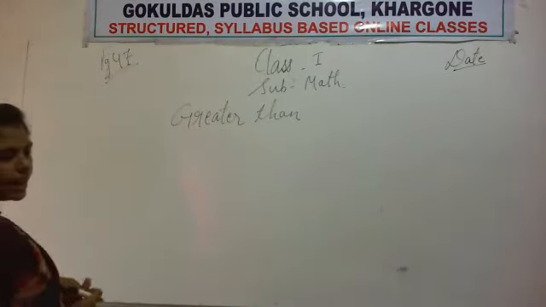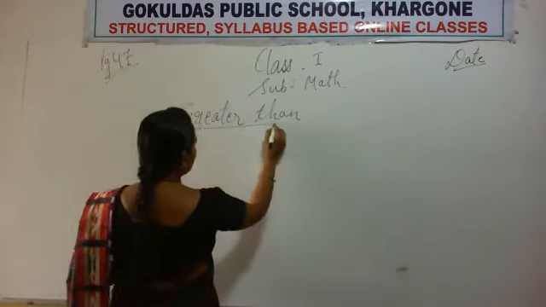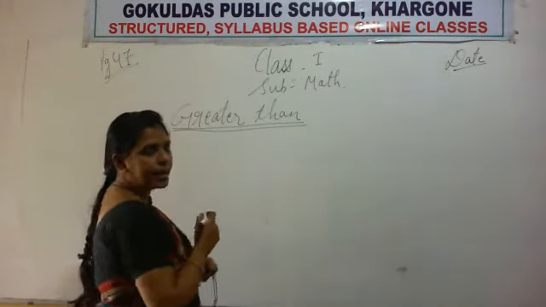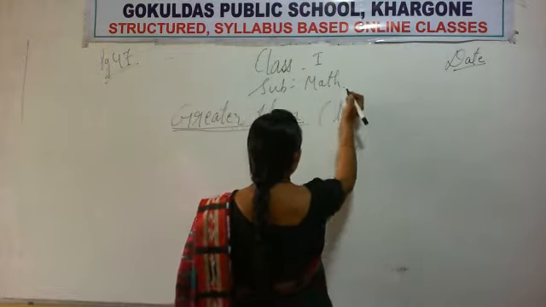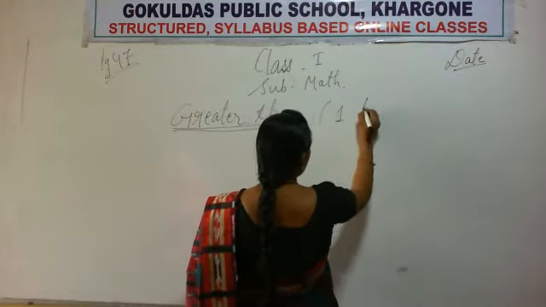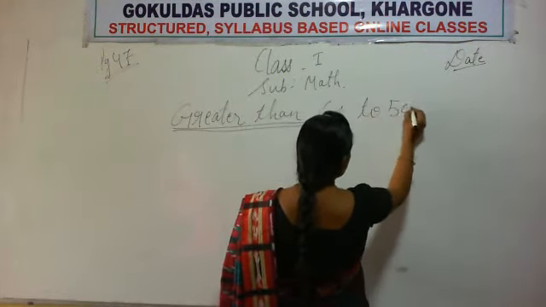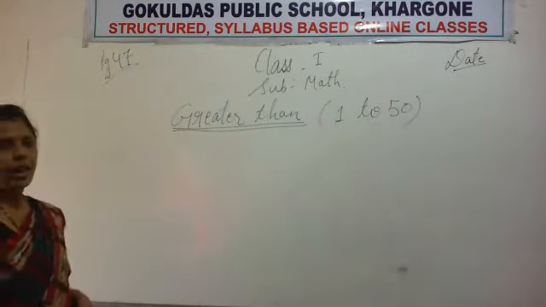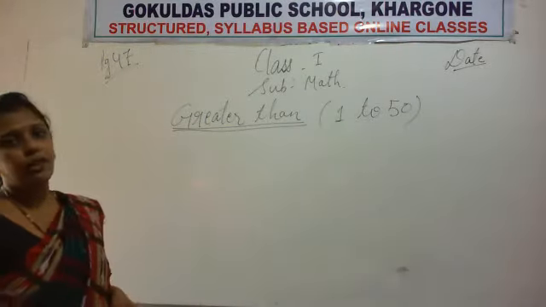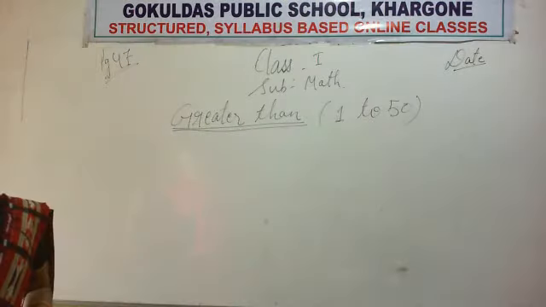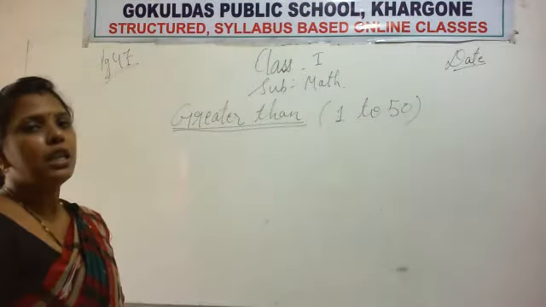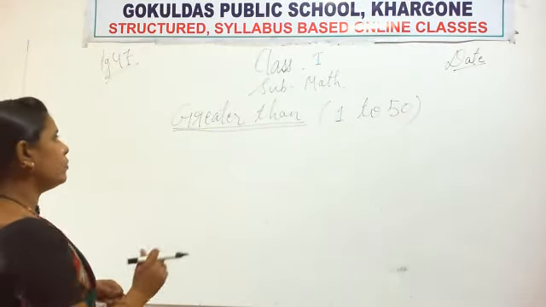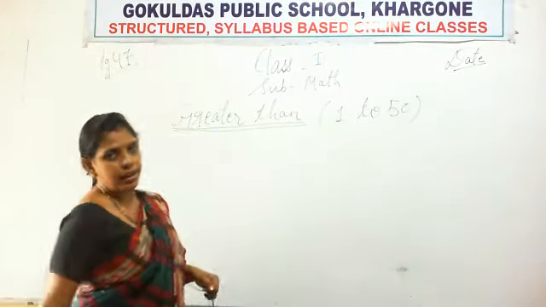Now write this heading, greater than. In the bracket it is written 1 to 50. This much you have to write as a heading: greater than, 1 to 50. This is today's topic, and the questions that we will do are based on this.